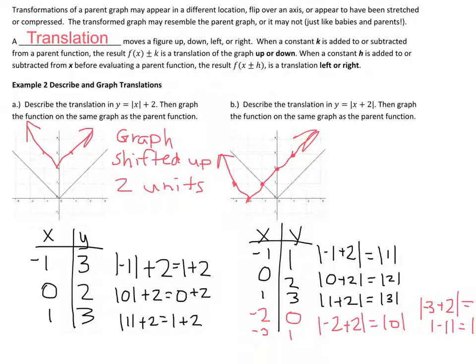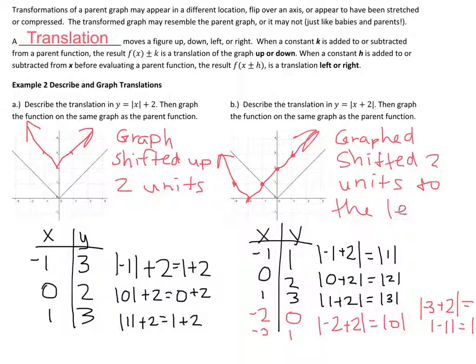From this point, we're also moving 2 units to the left. So we can say that the graph shifted 2 units to the left when we describe the translation that's occurred.